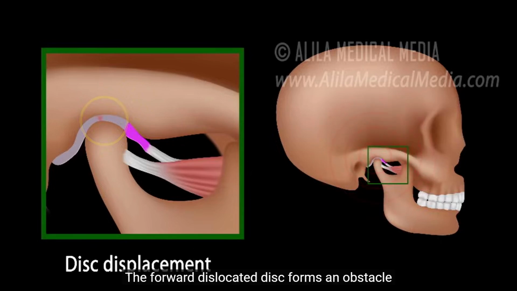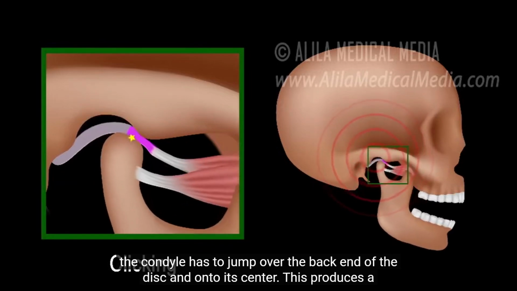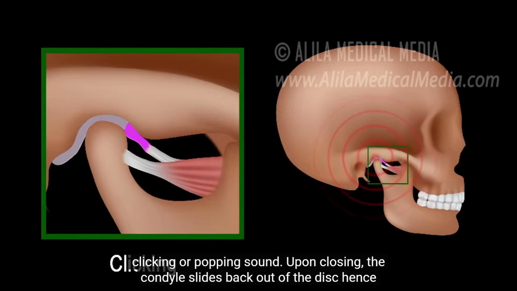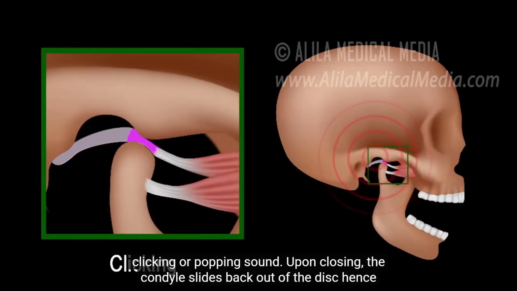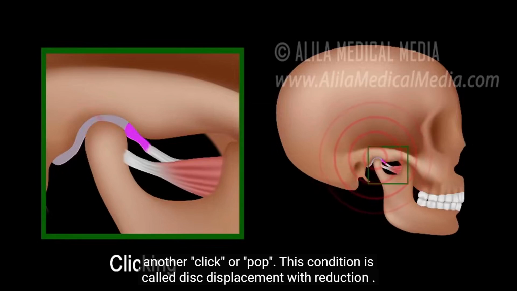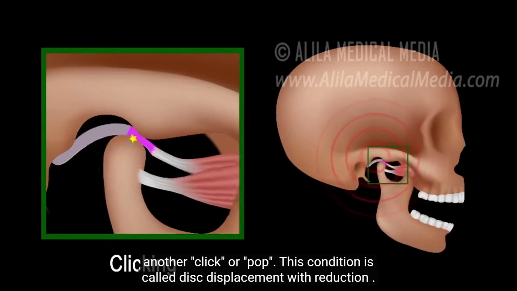The forward dislocated disc forms an obstacle for the condyle movement when the mouth is opening. In order to fully open the jaw, the condyle has to jump over the back end of the disc and onto its center. This produces a clicking or popping sound. Upon closing, the condyle slides back out of the disc, hence another click or pop. This condition is called disc displacement with reduction.